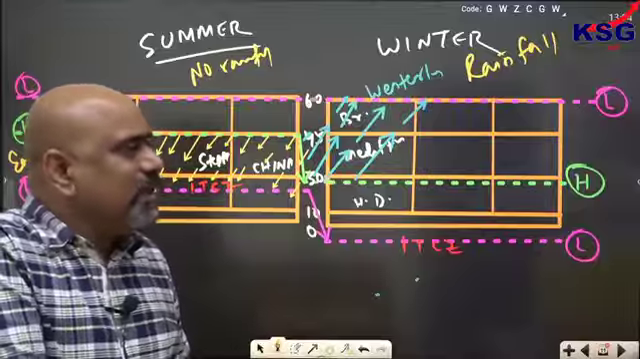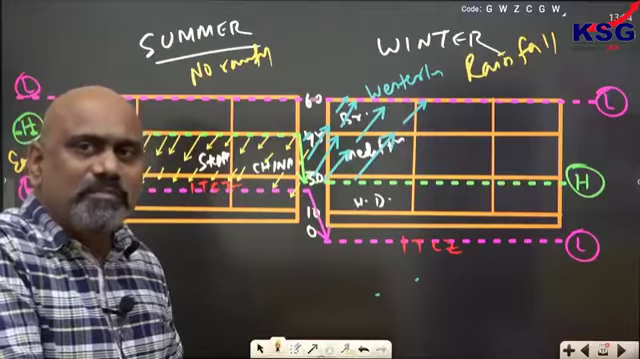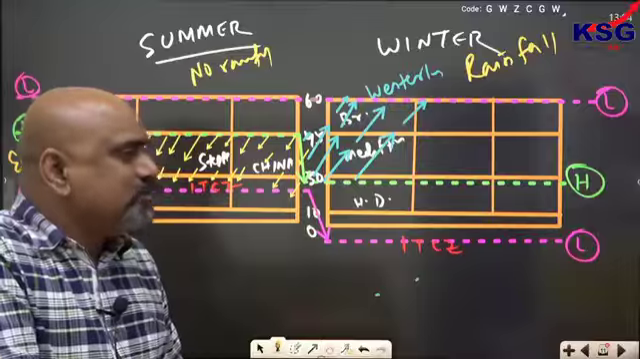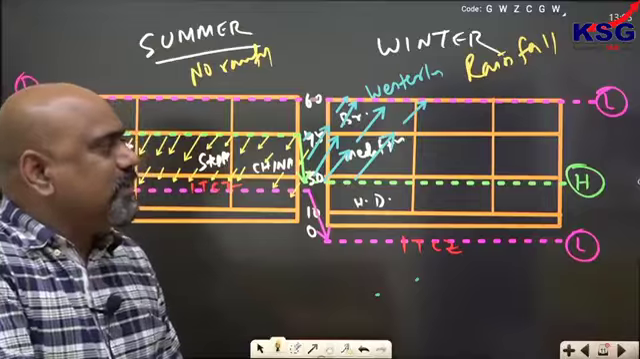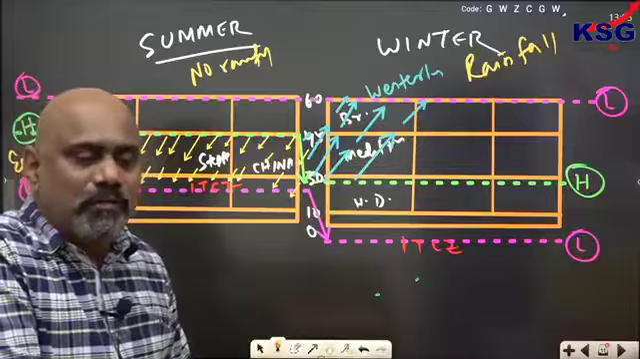So Mediterranean climatic regions are greatly influenced by what? Greatly influenced by the shifting of the pressure belt, and also it is influenced by local winds.